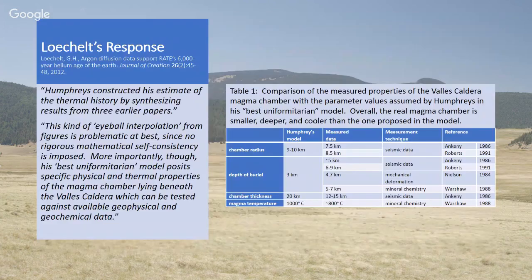And this, I won't talk too much about this slide, but this is my response to his previous letter that I wrote in the Journal of Creation in 2012, basically pointing out that his synthesis of these three thermal histories is really just eyeball interpolation. There's no mathematical rigor at all behind it.